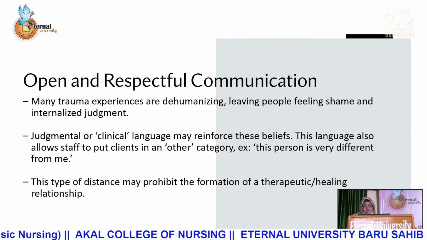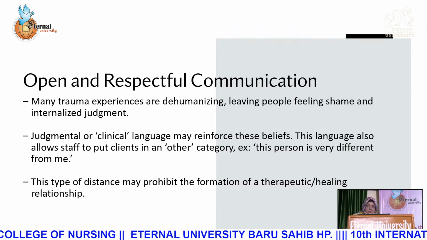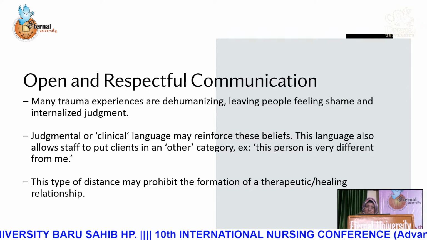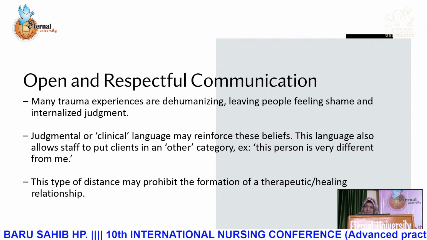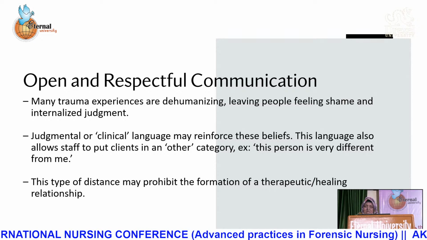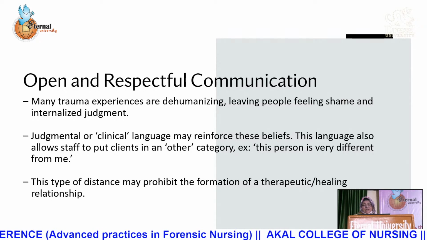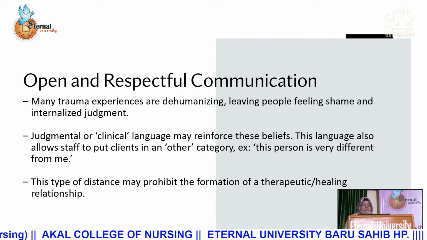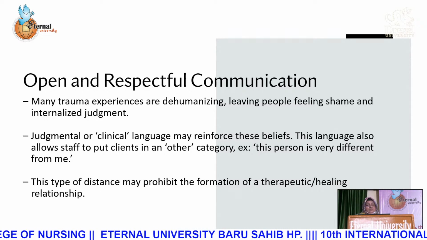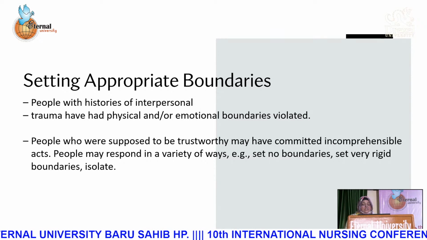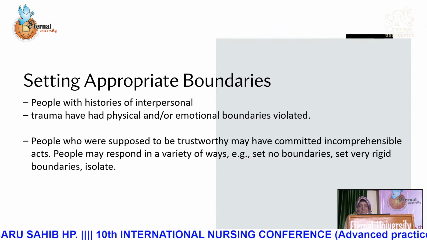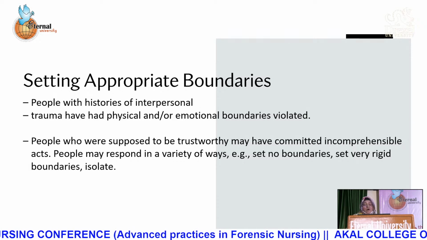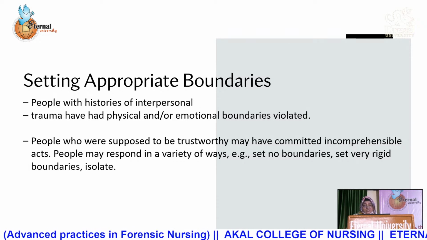We as caregivers also sometimes talk to them, yes, it has happened to you. If we tell them what has happened, and then help them in feeling safe, then that relationship will be therapeutic and healing. Then setting appropriate boundaries. People with histories of interpersonal trauma may have had physical and emotional boundaries violated. Sometimes neighbors, sometimes parents, sometimes uncles, sometimes their own people violate their trust. So they don't trust anybody.